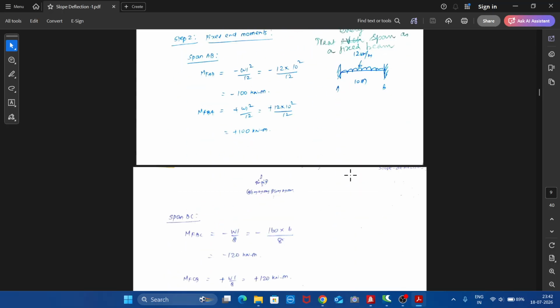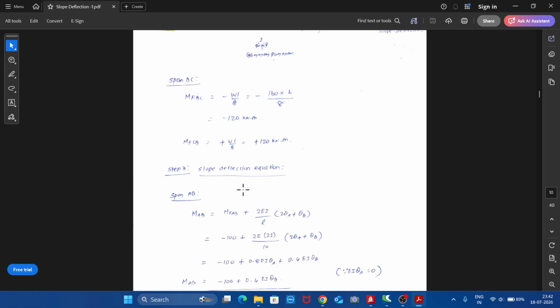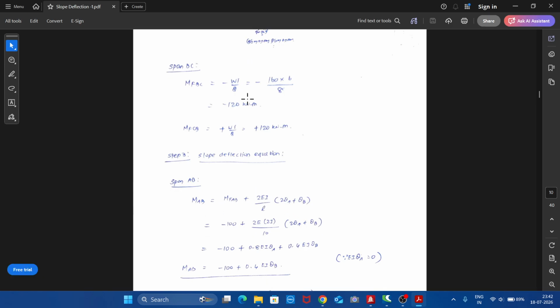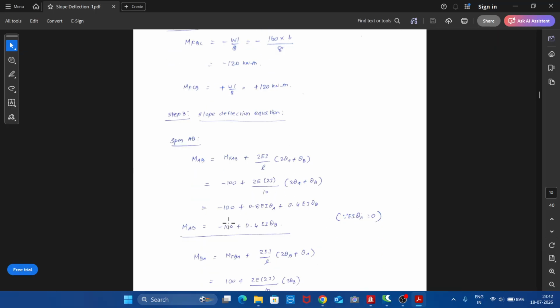A typical slope deflection equation for span AB would be MAB equal to MFAB plus 2EI by L times 2 theta A plus 1 time theta B. That is, 2 times theta of the near end plus 1 time theta of the far end. For AB, A is the near end and B is the far end. MFAB we have calculated in the previous step: minus 100 plus 2E into the moment of inertia for span AB, which is 2I, divided by L, where L is 10 meters, times 2 theta A plus theta B. It results in minus 100 plus 0.8 EI theta A plus 0.4 EI theta B.